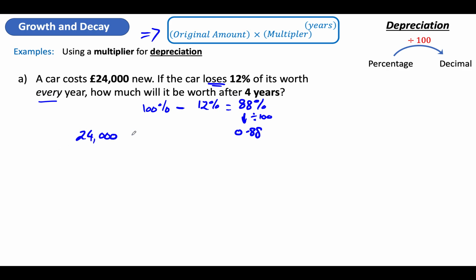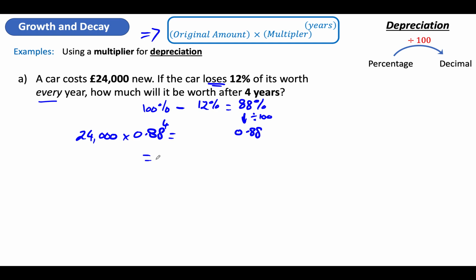So let's use our formula up here for the repeated percentage change. Let's do our original amount of the car. Let's times it by 0.88 because that will reduce it by 12%. But I've got 4 years worth here, so it's to the power of 4. Okay, let's see what answer that gives.